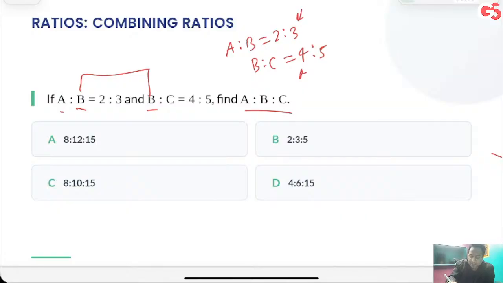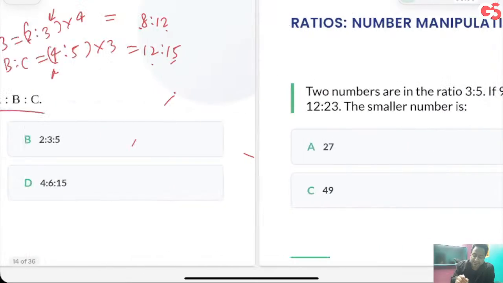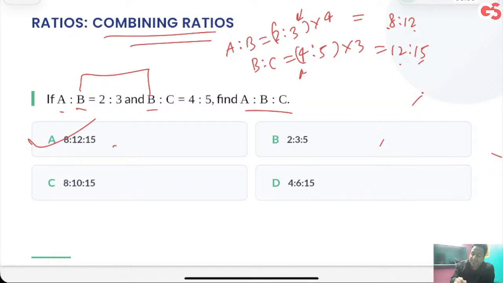So 3 and 4, I can multiply this whole thing by 4 and this thing by 3. In that case, B becomes 12. So this becomes 8 is to 12, and this becomes 12 is to 15. So answer is 8, 12, 15. Option A. Clear? This is combining ratios, bridging. So B is known as the bridge here.